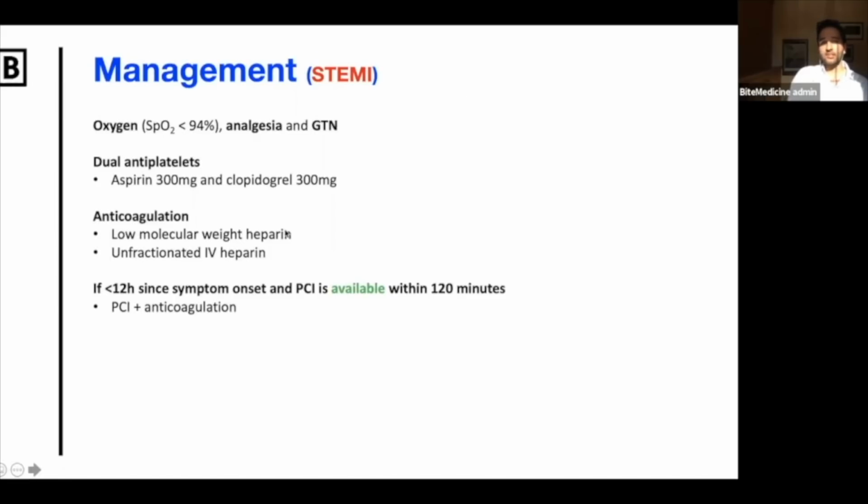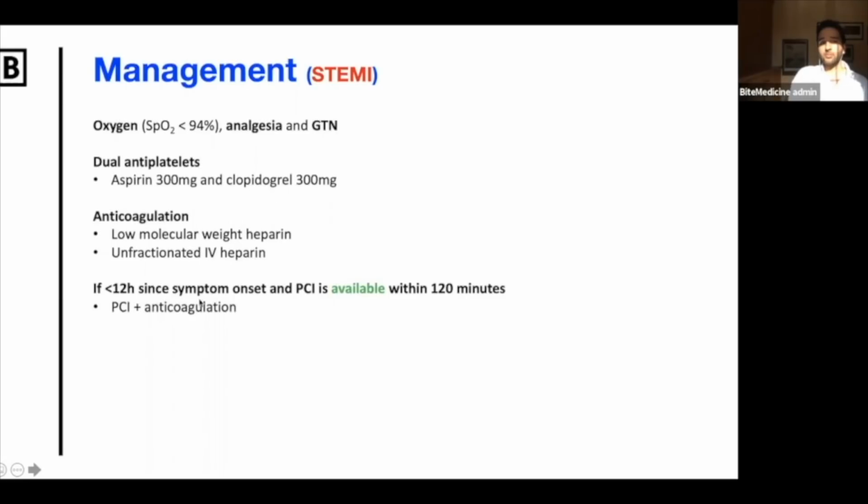So low molecular weight heparin is longer acting, whereas unfractionated heparin has a shorter half-life. Low molecular weight heparin is given subcutaneously, unfractionated is given IV, which means if you're planning to take this patient to the cath lab to do an angiogram or to do PCI, ideally we want to give unfractionated heparin. It has a shorter half-life, so it's more reversible, so there's less risk of bleeding. That's the main point in terms of this case at the moment.